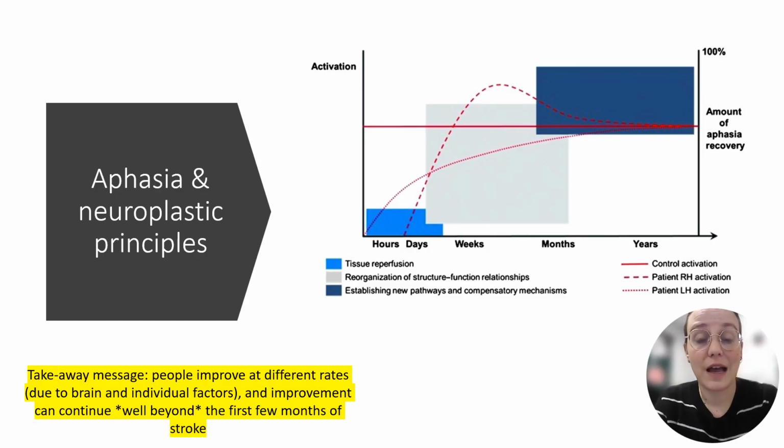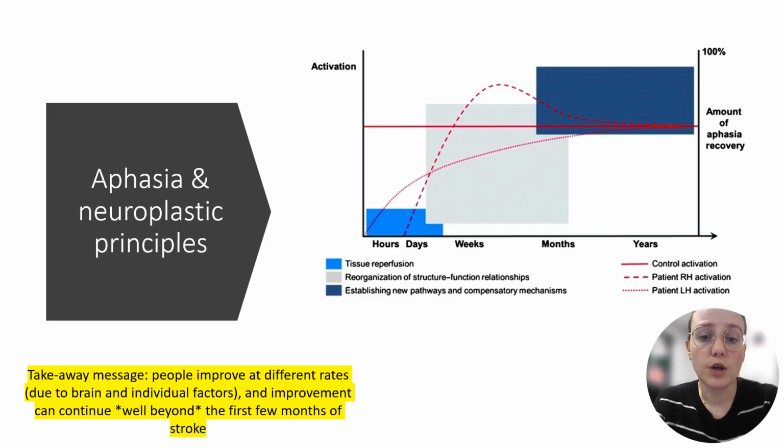Individuals with aphasia after stroke go through a variety of brain changes that enable them to recover. So in this graph you see on the right, there are three boxes or shading, I guess you could say, that represent different stages that the brain goes through when it's recovering from a trauma like a stroke.